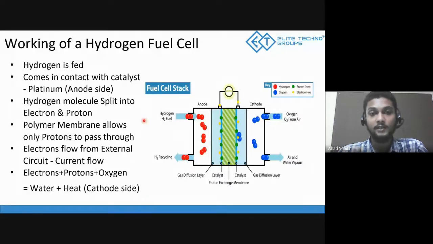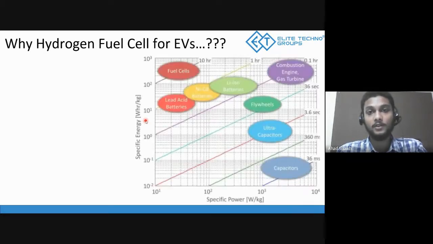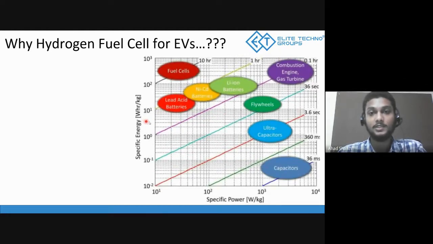But here it gives less than 1 volt, just one stack, which is very small in size as compared to a lead acid cell. That's why we put hundreds of cells together to achieve the expected voltage outcome. Okay. So now we'll talk about why hydrogen fuel cells are suitable for electric vehicle application.